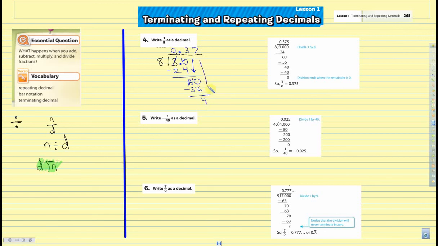Well, let's take one of those other zeros and bring it down, because we're still dealing with numbers. Ooh, 40. 8 goes into 40. We know that: 5 times 8 is 40. We subtract, we get 0. That's what we call a terminating decimal. How do I know that? Because it stopped. Every number after 5 is going to be 0. Why? Because we have no remainder.